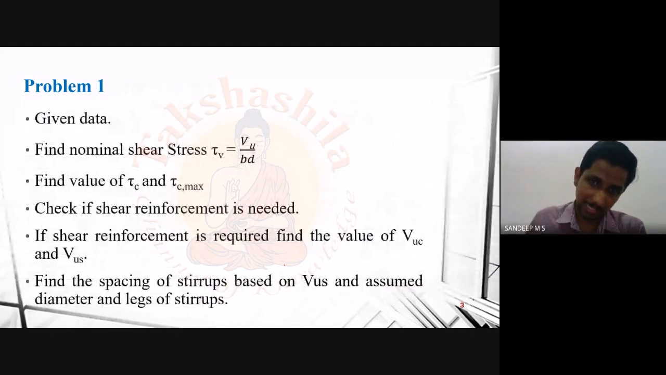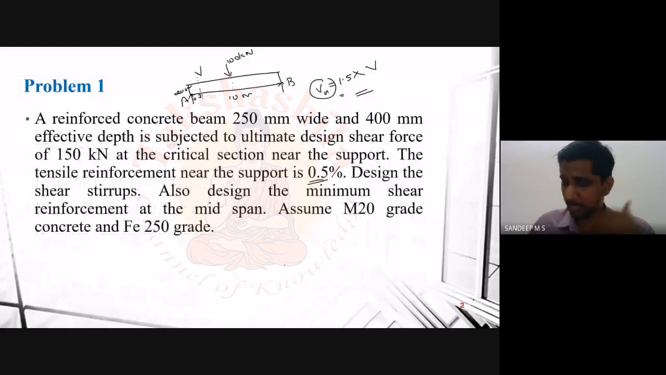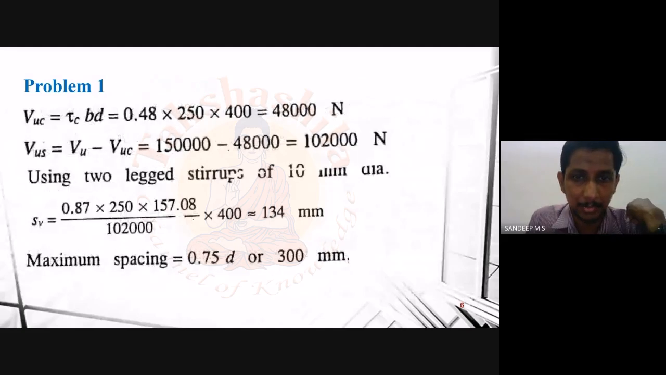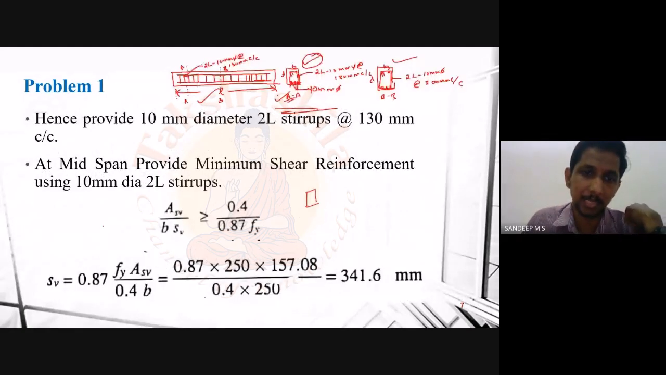Now you just proceed with the second part. The second part states that you have to design minimum shear reinforcement at the mid span. We have the provision for providing minimum shear reinforcement. We have an equation for that in clause number 25.5.1.6, I think so. Please confirm that. In that clause, you have an equation like this: ASV by B into SV is greater than or equal to 0.4 by 0.87 Fy.